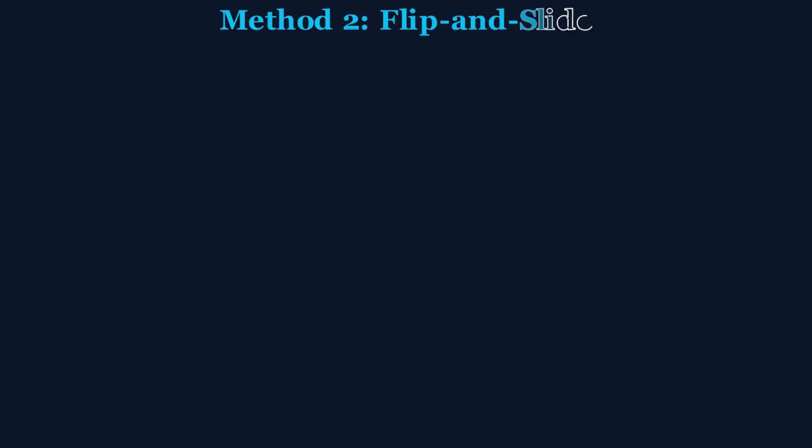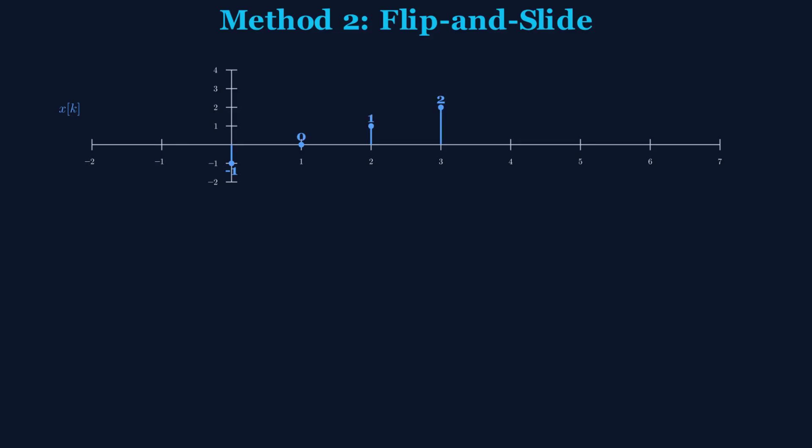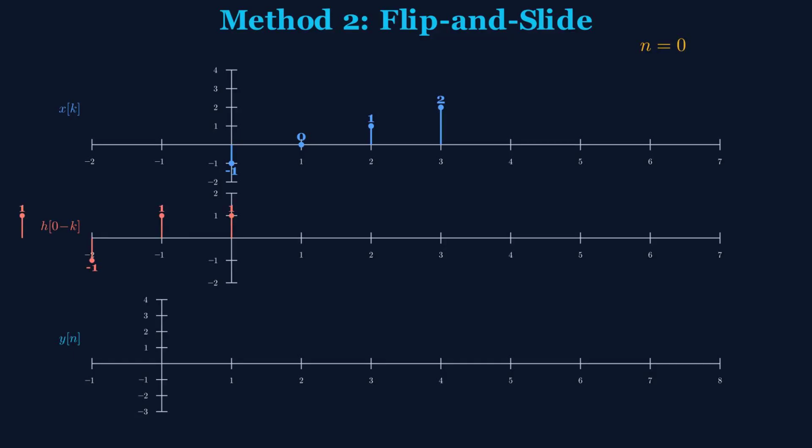Now let's verify using flip and slide. X of k stays fixed on the top row: -1 at k equals 0, 0 at 1, 1 at 2, and 2 at 3. For n equals 0, h of negative k sits at k equals 0, -1, -2, -3. Only k equals 0 overlaps. -1 times 1 gives y of 0 equals -1.